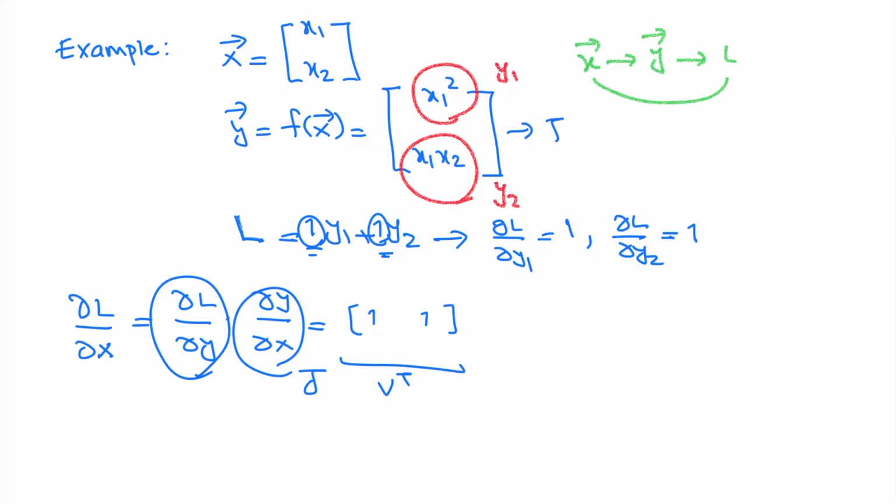The next thing is to compute that Jacobian, partial y with respect to partial x. But remember, y has 2 elements and x has 2 elements, so technically that's a 2 by 2 matrix. The first element is partial y1 with respect to x1, which is 2x1. Partial y1 with respect to x2 is 0 because there's no x2 in y1. And you can do the same thing to find the rest of this Jacobian. So now we do this multiplication.